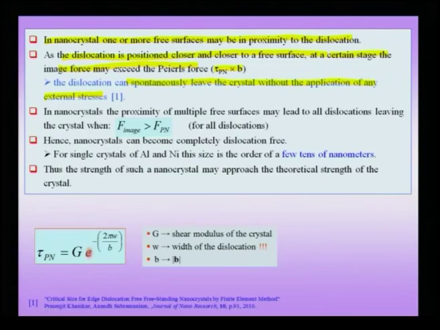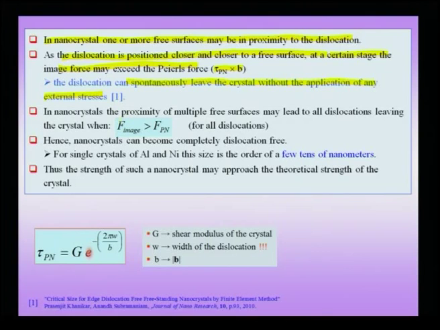So this is a very important point: as I make my crystal smaller and smaller, there are free surfaces in proximity. The dislocation will now feel an image force which will lead the crystal to become spontaneously completely dislocation free, without application of any external stresses, when the Peierls force is exceeded by the image force. So this of course will happen, as I pointed out, when the image force exceeds the Peierls-Nabarro stress, or the Peierls stress, for all dislocations. To make this calculation, of course, I have to make sure that the least image force is experienced.